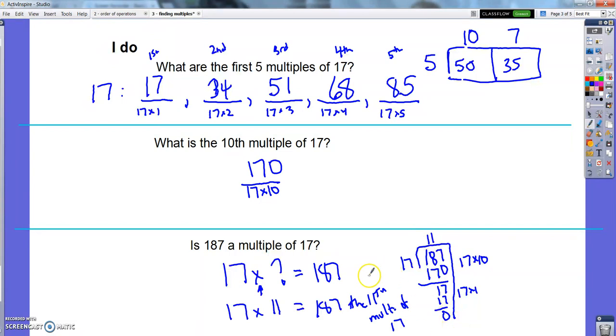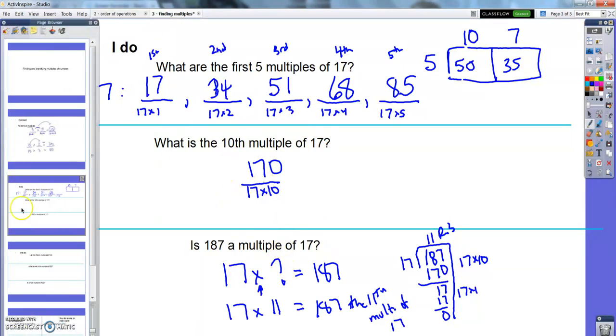If I had gotten a remainder here, if I divided it out and I got like 11 remainder 3, that would mean it is not a multiple. It's just not a number that I would have hit by multiplying by 17s. But there you go. So that's how multiples kind of work. These are just three different common questions we ask.